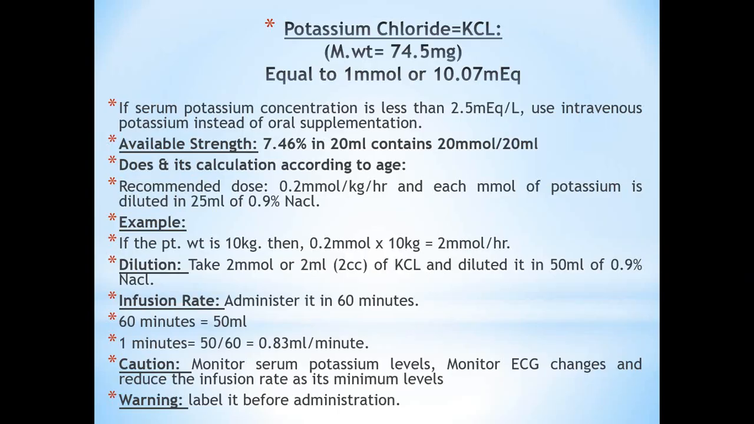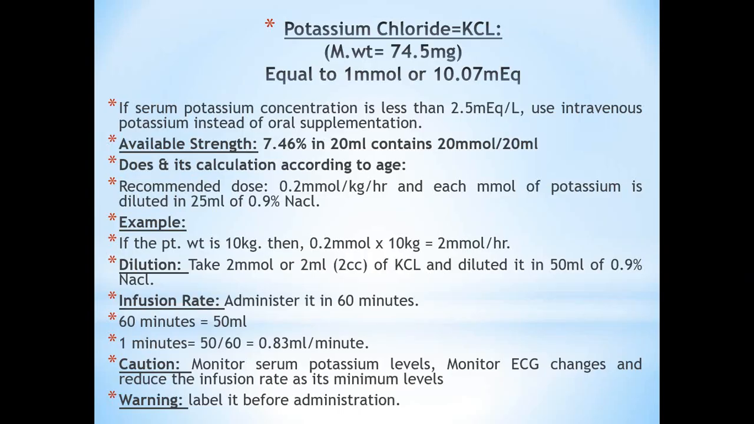And what are the doses? The recommended dose is 0.2 millimole per kg per hour, and each millimole of potassium is diluted in 25 ml of 0.9% NaCl. So the container is of 20 millimole and the dose is 0.2 millimole, that is 1/10 of the available strength, per kg per hour, and each millimole of potassium must be diluted in 25 ml of 0.9% NaCl.